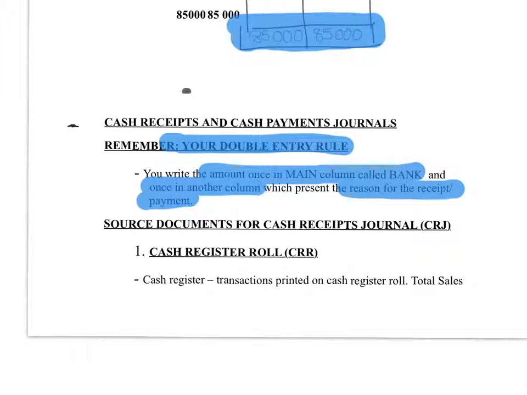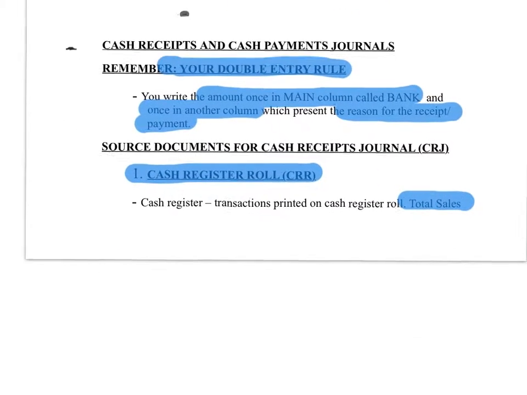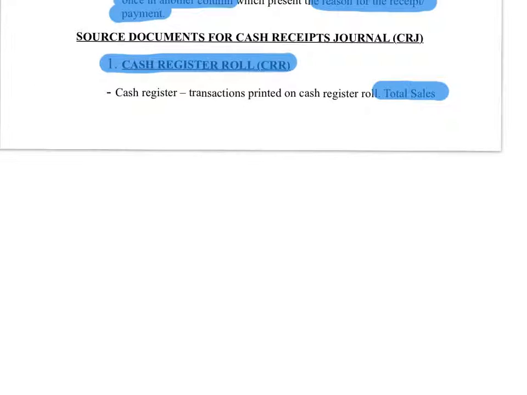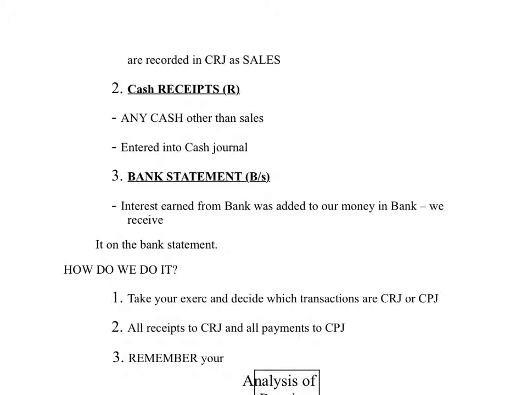Now, when we look at our source documents for the cash receipts journal, we see that the first one is the cash register roll. That is like your till, the till roll, where you will keep a copy and the client will get a copy of the till slip. And for this instance, it will be used for your sales in your cash receipts journal. It is then recorded as sales.